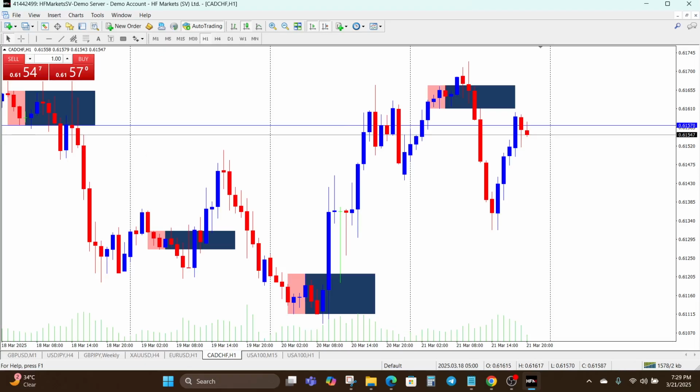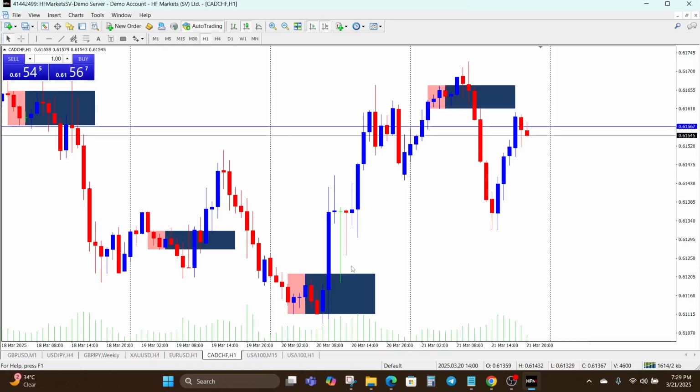All right. Now, what exactly is the breakout box indicator for MT4? This indicator automatically identifies support and resistance zones and draws a rectangle box around them, as you can see. This makes it much easier to spot areas where price is likely to break out.